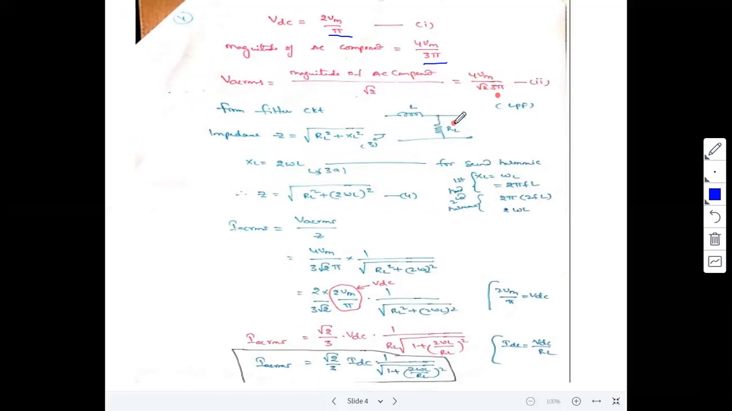Now this is the filter circuit. Here the full wave rectifier output signal is given to the filter. What type of filter? The filter consists of only an inductor, and the output is a load. We already know that an inductor allows only DC components. Now we have to find the impedance, the total impedance when we apply KVL.